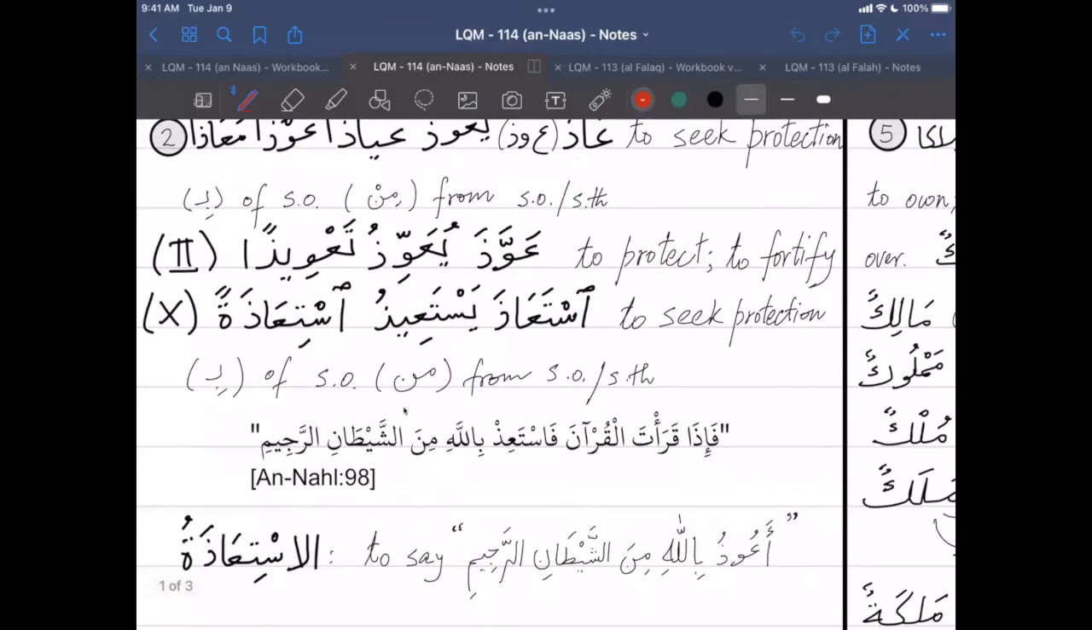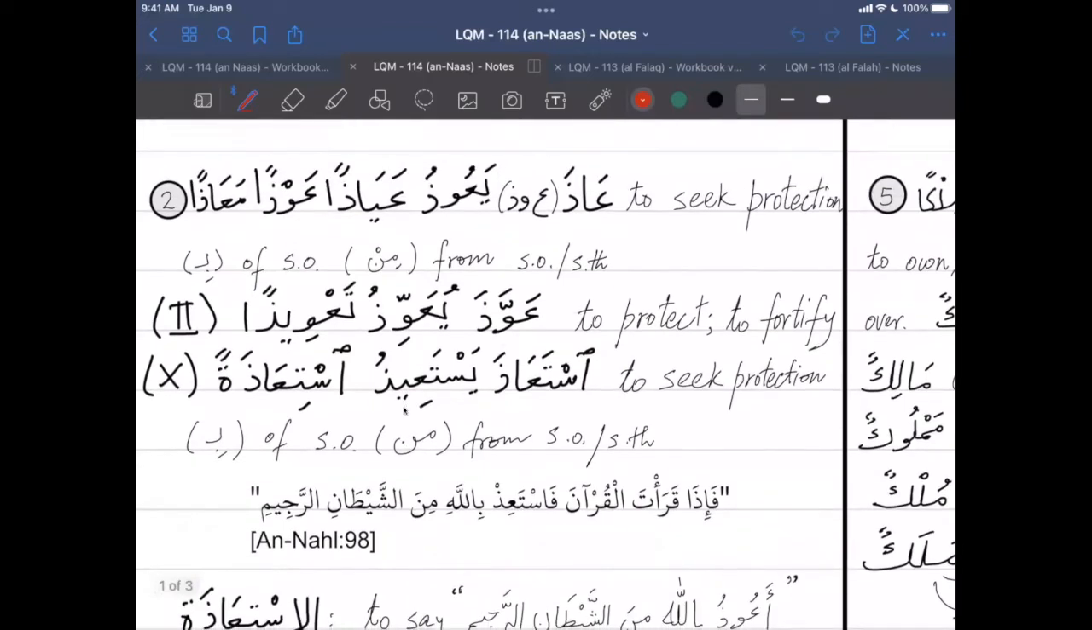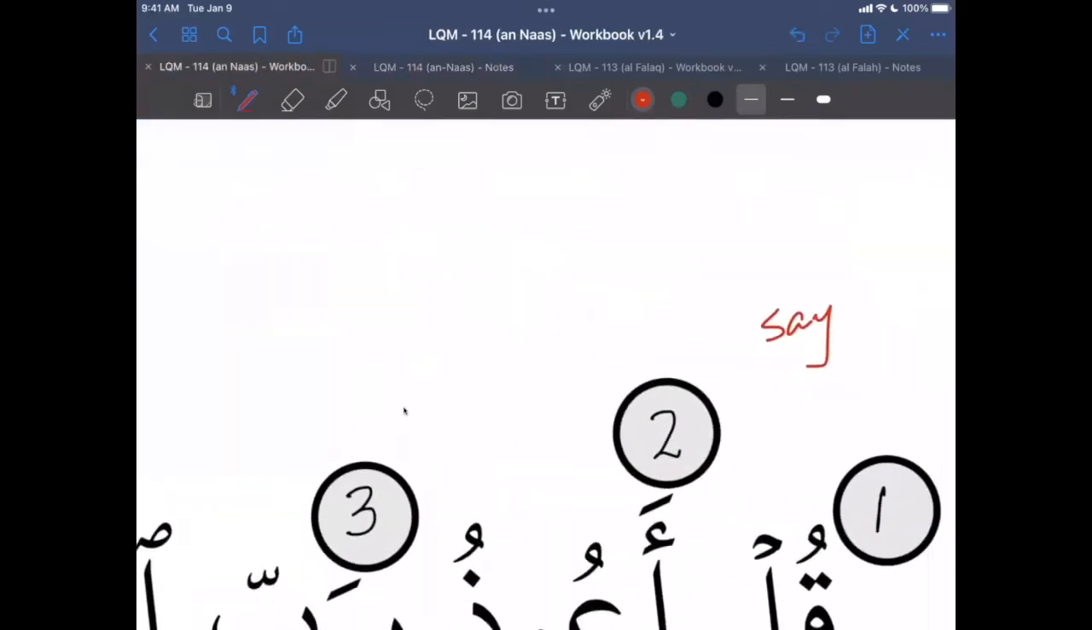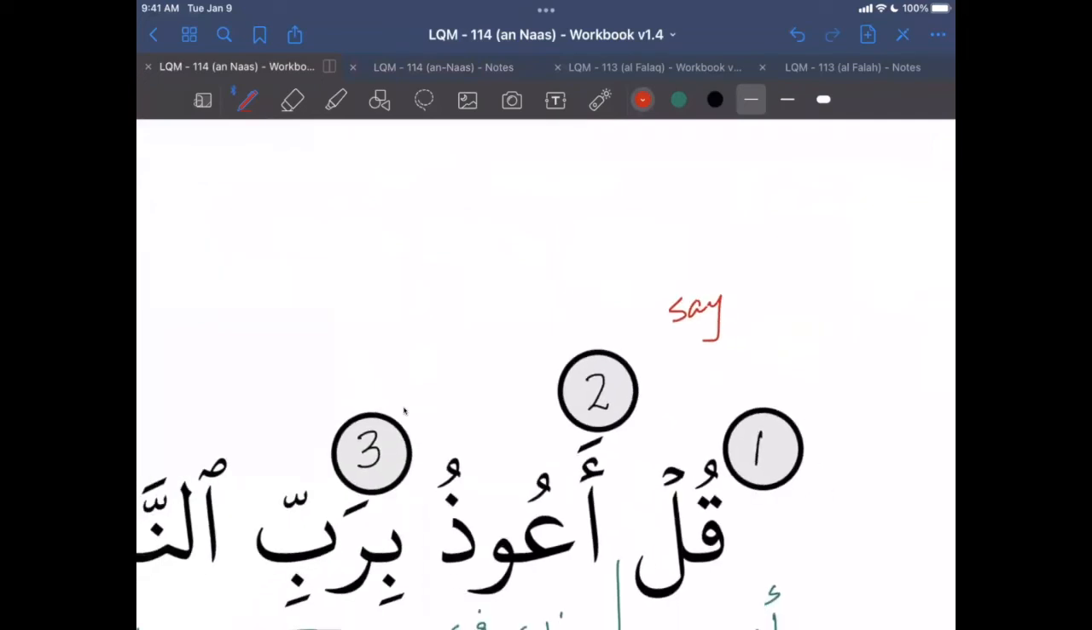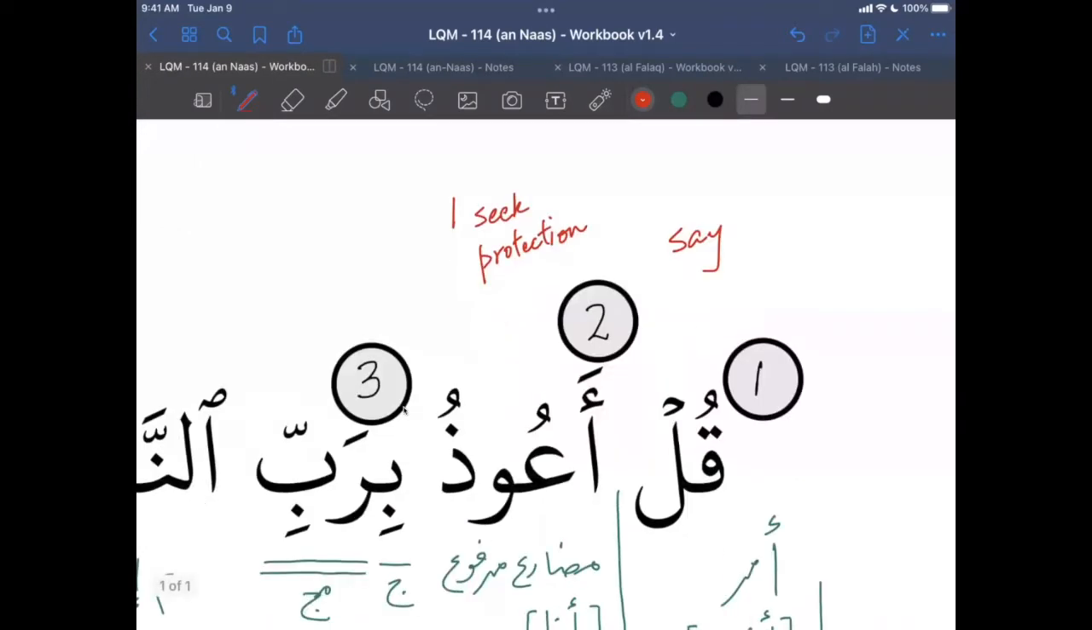So in this case, the meaning of a'udhu will be, say, I seek protection. Okay. Bi Rabbi. Bi Rabbi.